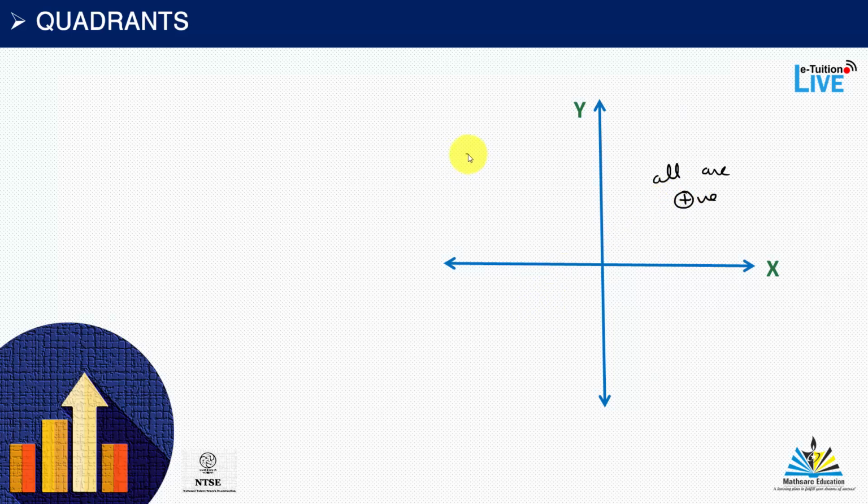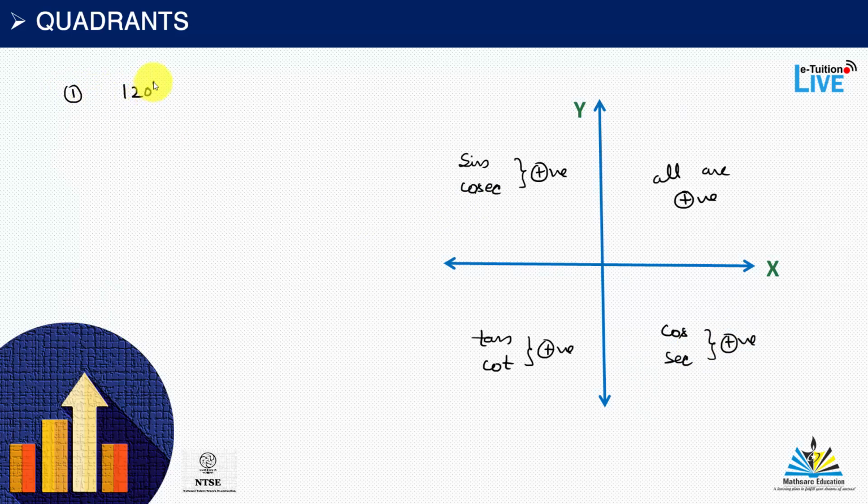In second quadrant, only sine and cosec are positive and the rest are negative. In third quadrant, tan and cot are positive and the rest are negative. In the fourth quadrant, cos and sec are positive. What does it mean? Let's have an example like 120 degree. 120 degree is less than 180 degree and greater than 90 degree, so 120 lies in second quadrant. Hence sine 120 degree must be positive.